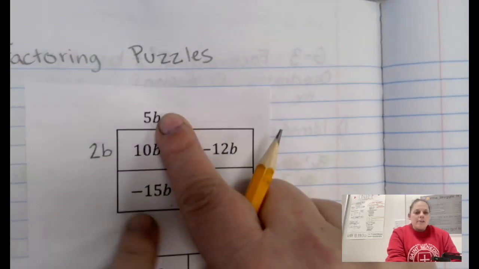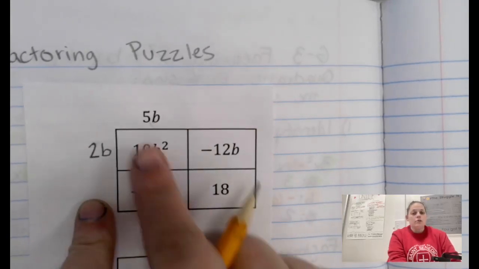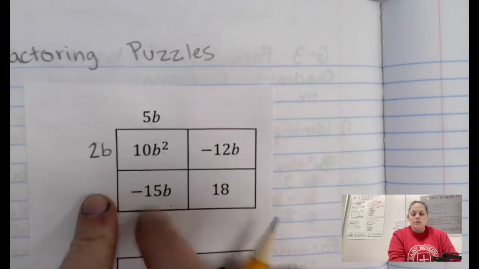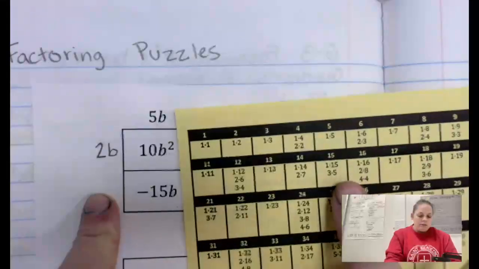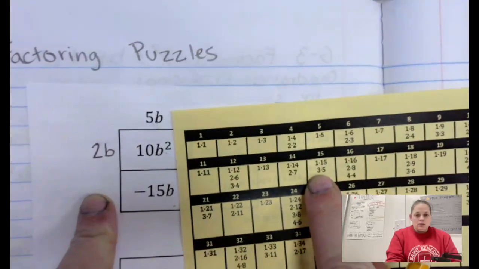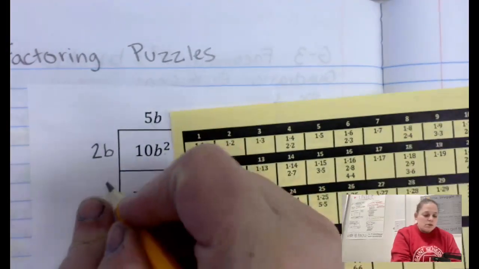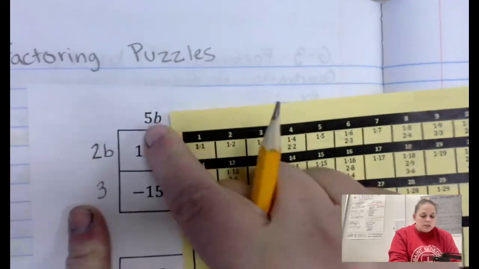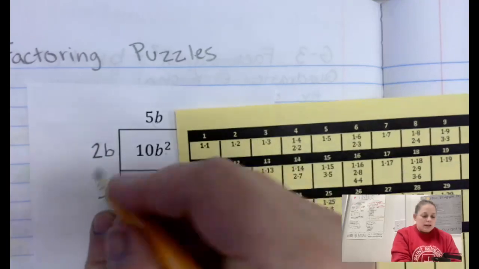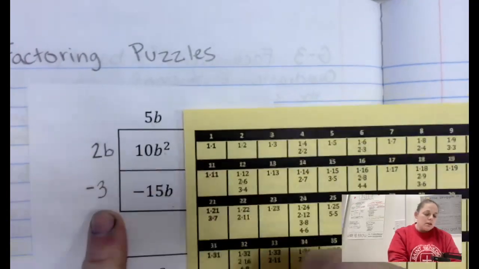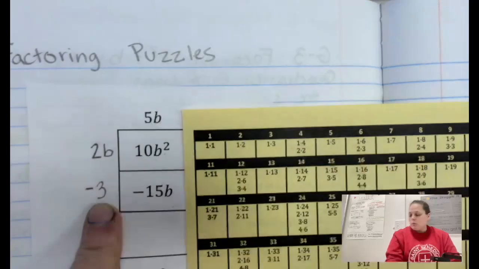Now I can think 5b times what would give me negative 15b. So 5 times what is 15? And if I'm not sure, I can grab my factor sheet. Take a look at 15, and I see it's 3 times 5. So instead of just 3, because 3 times 5 would be positive 15, I want a negative 15. So I'm going to get a negative 3. But this time I already have a b, so I don't need any more.